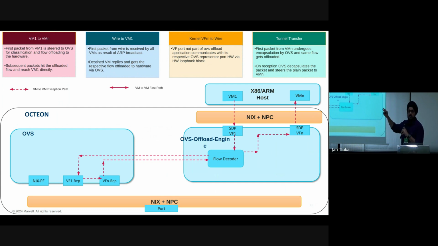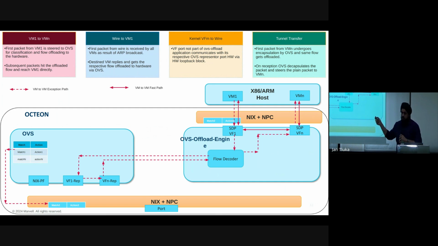So the initial packets are the ARP request, so it will broadcast the ARP. For simplicity, I'm not showing all the traffic, but it will go to the port for which the packet was destined. So the packet was destined for VMN. VMN replies to the ARP request, and then OVS classifies the flow. It offloads it into the NPC hardware. Once the flow information has been added, it takes the fast path. So yeah, it's hairpinning.